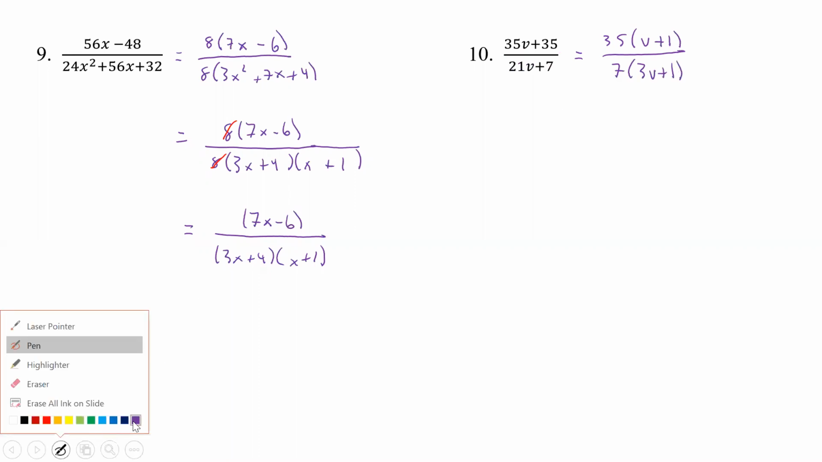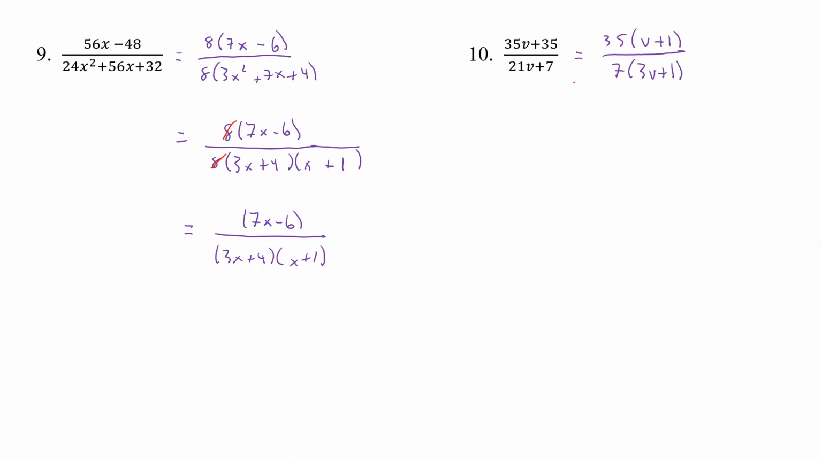Well, our binomial pieces don't cancel anything. But we see 7 will go in here once, 7 will go in here 5 times. And so that's all we really could do in that whole thing. And so we get 5 times v plus 1 over 3v plus 1. And that's our final value. So that's all we can do. And that's what we're going to have for the reduced form of this rational expression.